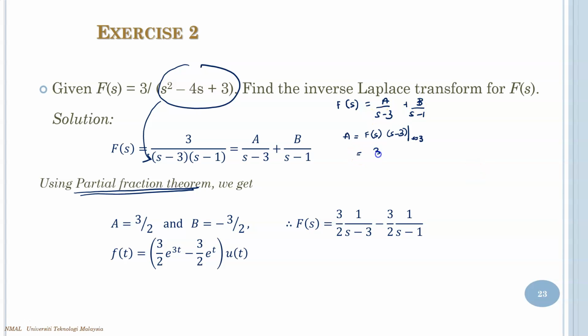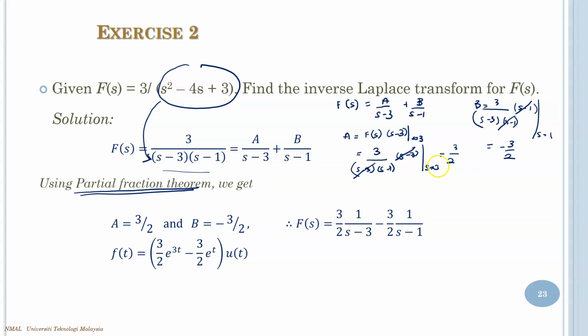Here you put the whole equation, which is 3 divided by (s minus 3)(s minus 1), multiplied by s minus 3, and s equal to 3. Put the value 3 here, and you will get 3 divided by 2. Similarly for B, you multiply 3 divided by (s minus 3)(s minus 1) by s minus 1, which is the denominator at B here. S should be 1. Put in the value of s, and this one will become negative 3 over 2.